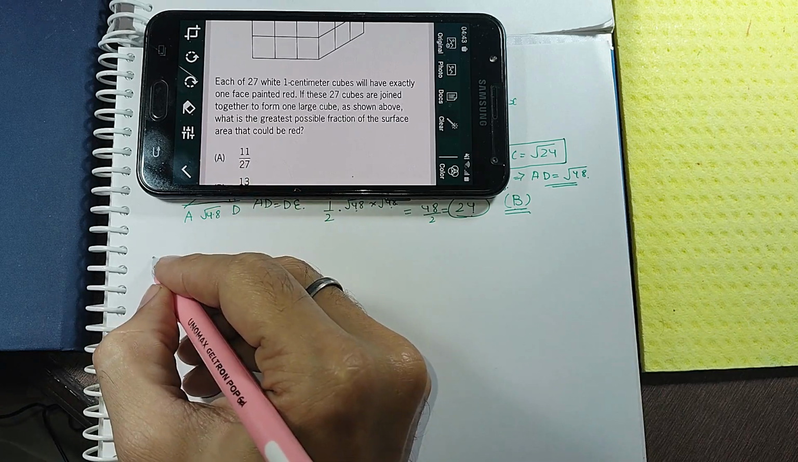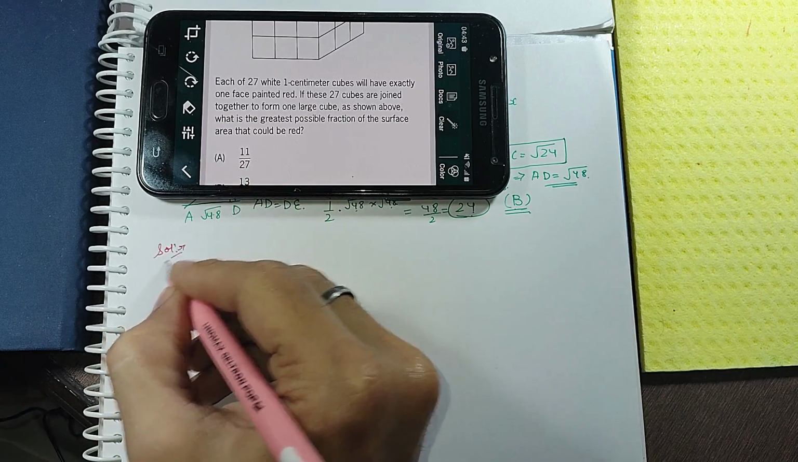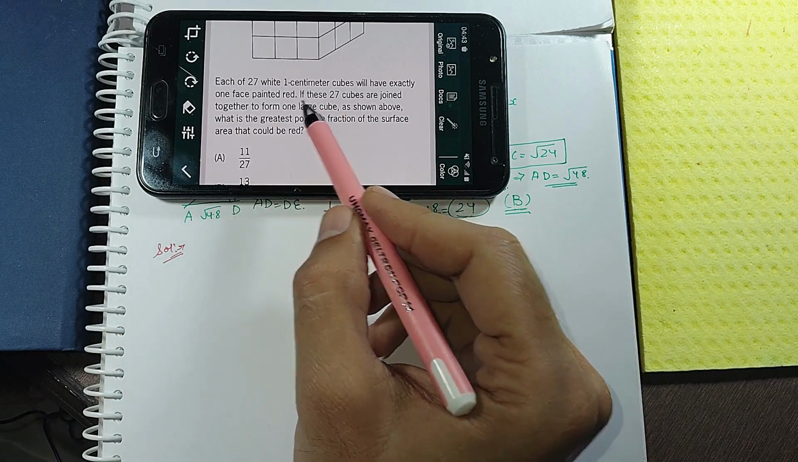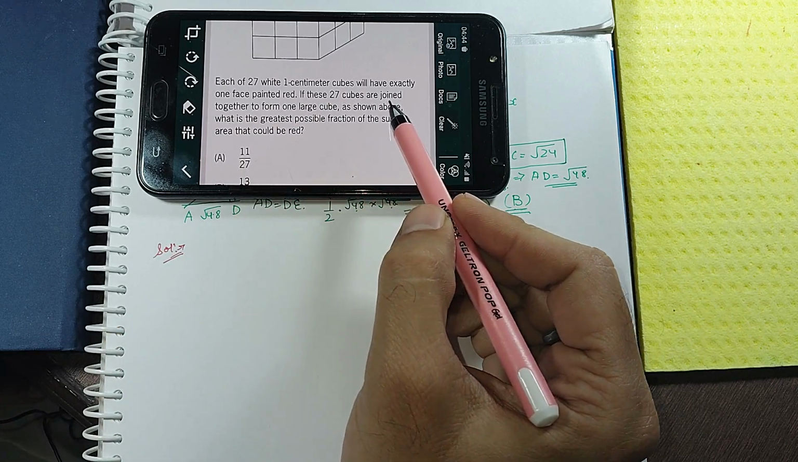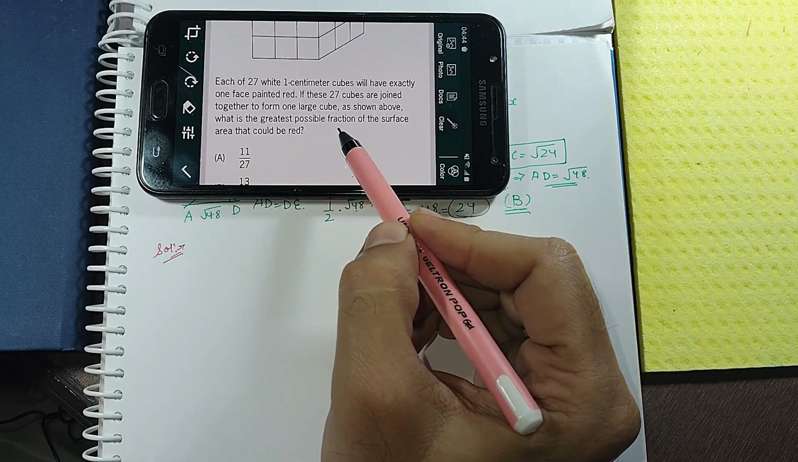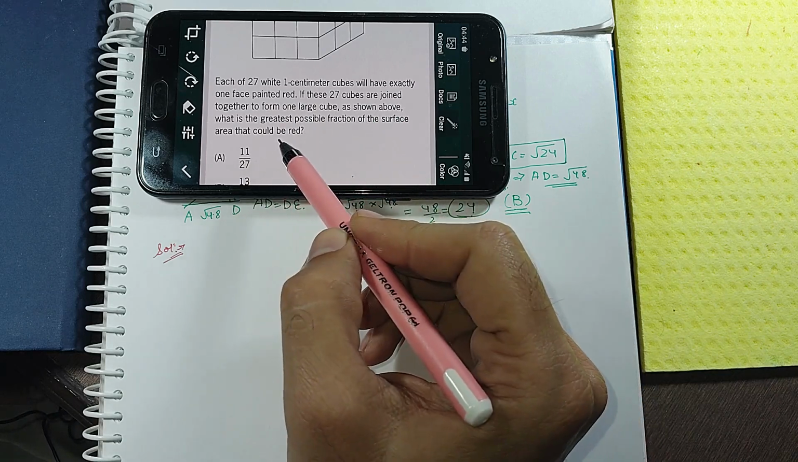Each of 27 white 1 centimeter cubes will have exactly one face painted red. If these 27 cubes are joined together to form one large cube as shown above, what is the greatest possible fraction of the surface area that could be red?